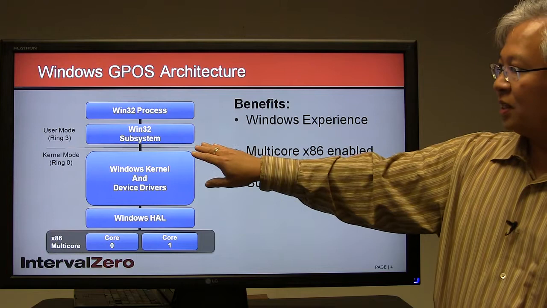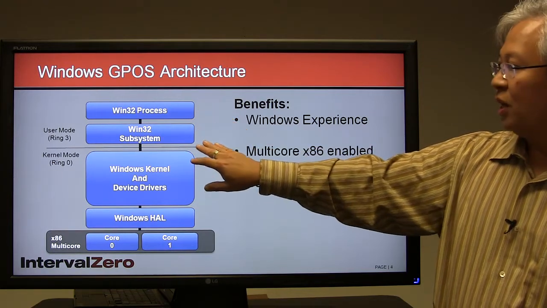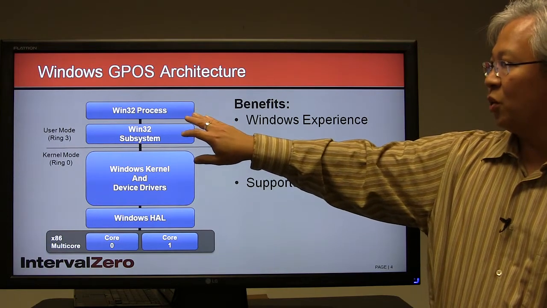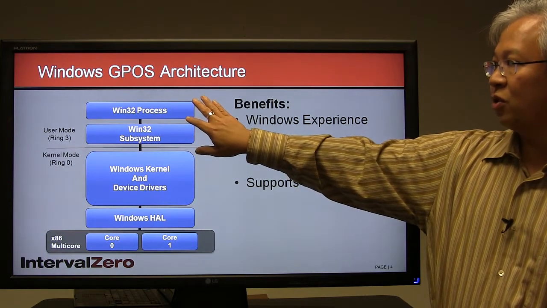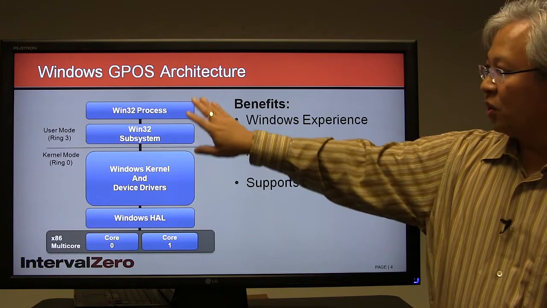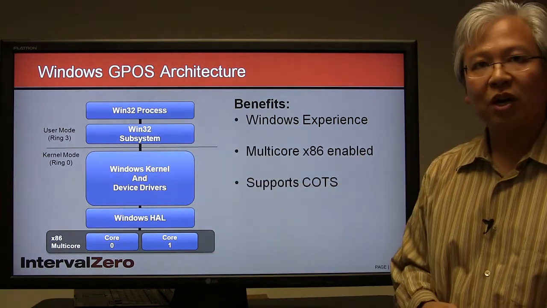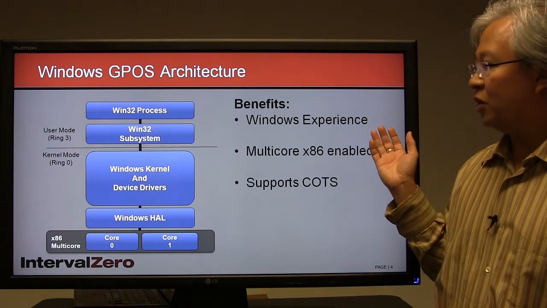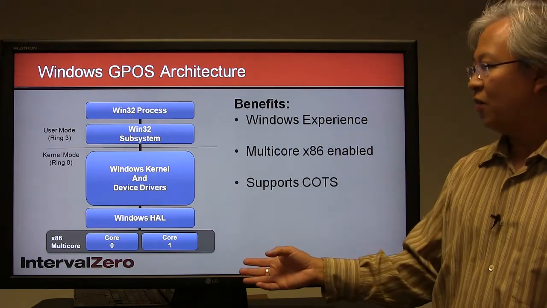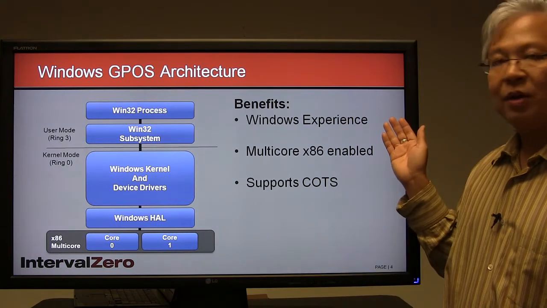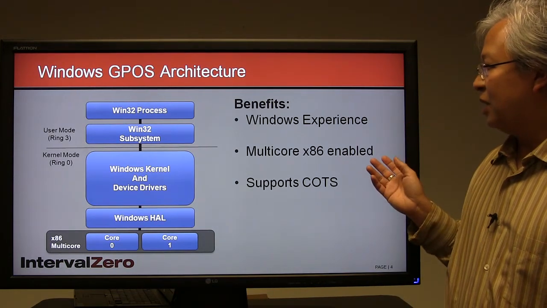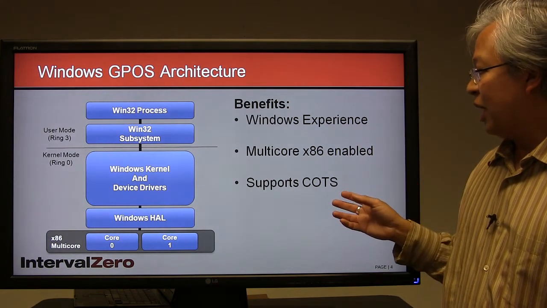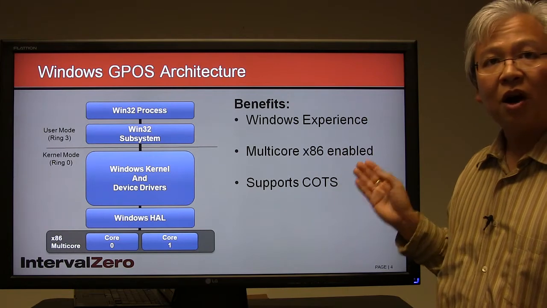If we go above this line, this is now the user space. So this is where the Win32 subsystem lives. And then finally, this is where customers or app writers' actual Windows applications sit on top. So this is the overall Windows architecture. This is a great thing because it delivers, again, the full Windows experience. We've got very powerful tooling, a large software install base, and extremely powerful UIs can be developed. It's enabled by multi-core x86, so very standardized processors, and that leads to supporting commercial off-the-shelf hardware.